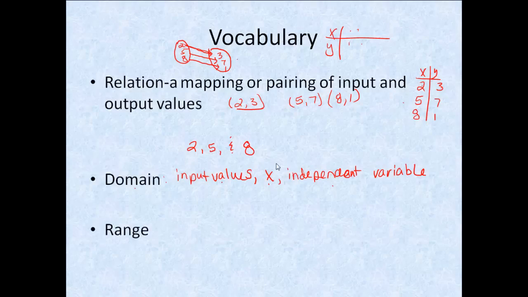Now, to go with that, we have our range. Well, range are the output values. And most of the time that would be our Y values. And it could also be called our dependent variable, or dependent values. So all 4 of these indicate that we're talking about range.